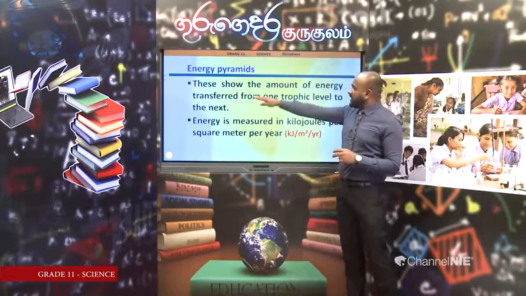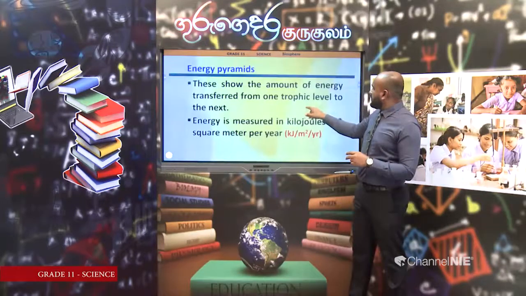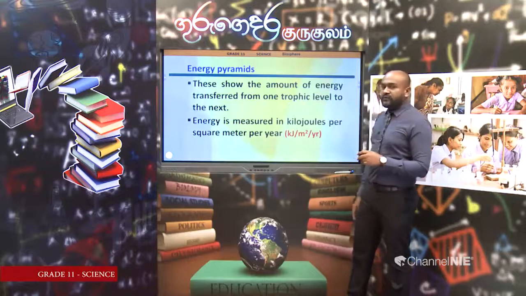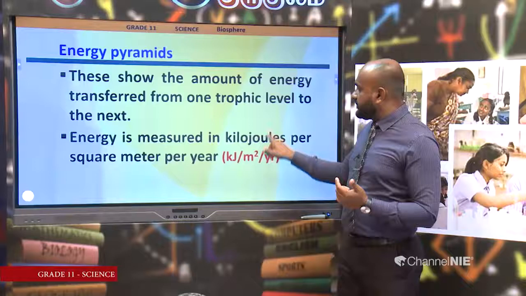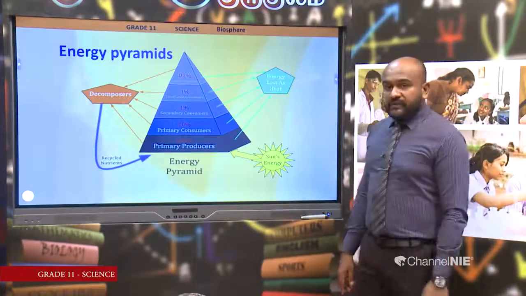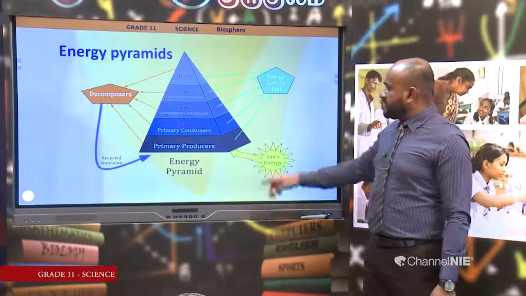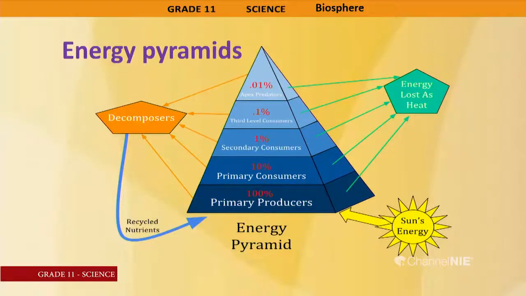Yes, these show the amount of energy transferred from one trophic level to the next. Energy is measured in kilojoules per square meter per year. Yeah, that will be pretty difficult practically, but energy pyramids give us a correct picture about energy flow. Why is that? So, you can see on the screen now, this energy comes from sun to primary producers, and you can see how much of energy has transferred to one trophic level from the previous one.